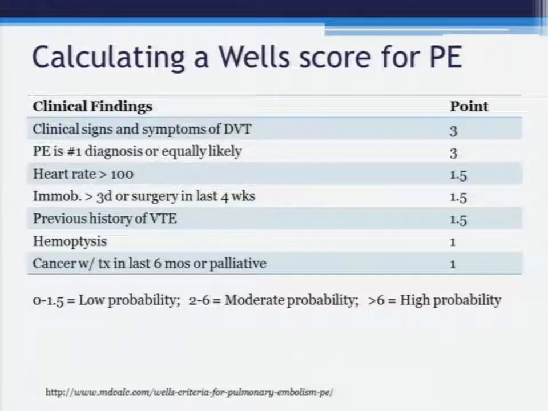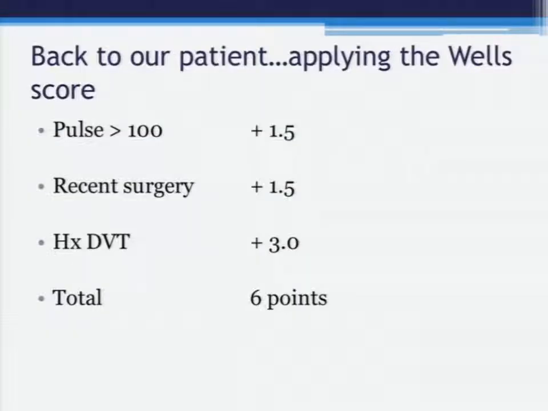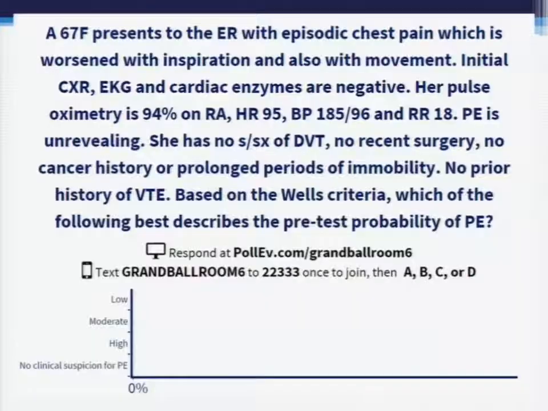And for PE, the process is the same. You look at their clinical findings, assign them a point system, and then assign them a probability score. So for our patient who's coming in with tachycardia, a history of recent surgery, and a history of DVT, we would assign her 6 points for her Wells score, which would put her at high probability for PE.